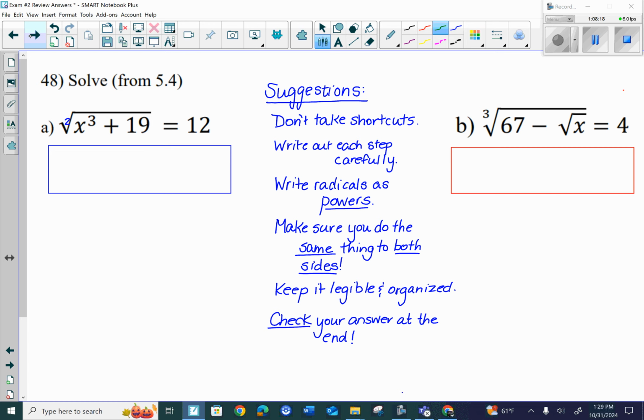48, you are solving some nasty looking little equations. One thing that I like to remind students of is if we have a square root, just remember that that radical has really got a little 2 in there.